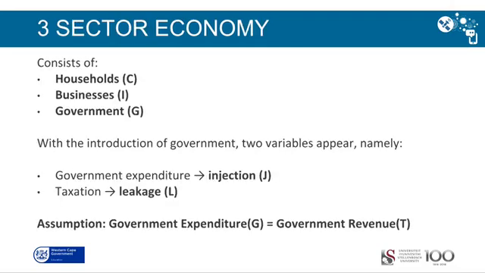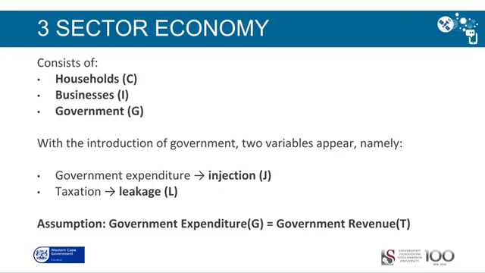Right, so we've just finished with a 2-sector economy. We're now looking at a 3-sector economy. Now, with your 3-sector economy, you've now got an added sector. Remember, with 2-sector, we had only households and businesses. Now, with the 3-sector, we've now included the government as well. Now, once again, we've got only households, businesses, and government. They are not interacting with the outside world, so therefore we're once again looking at a closed economy.